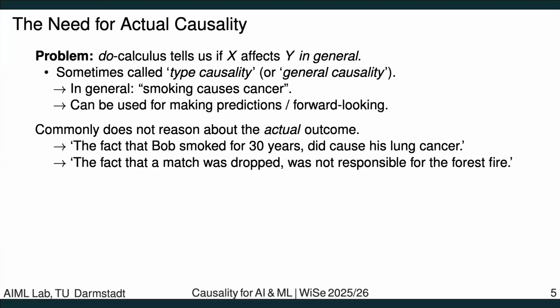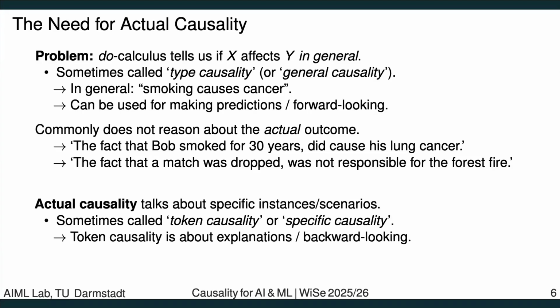And usually it's about attributing or reasoning about things that happened, but maybe we also want to look at responsibility for things that didn't happen, that prevented something from happening. And actual causality is this other form that then talks about a specific scenario.